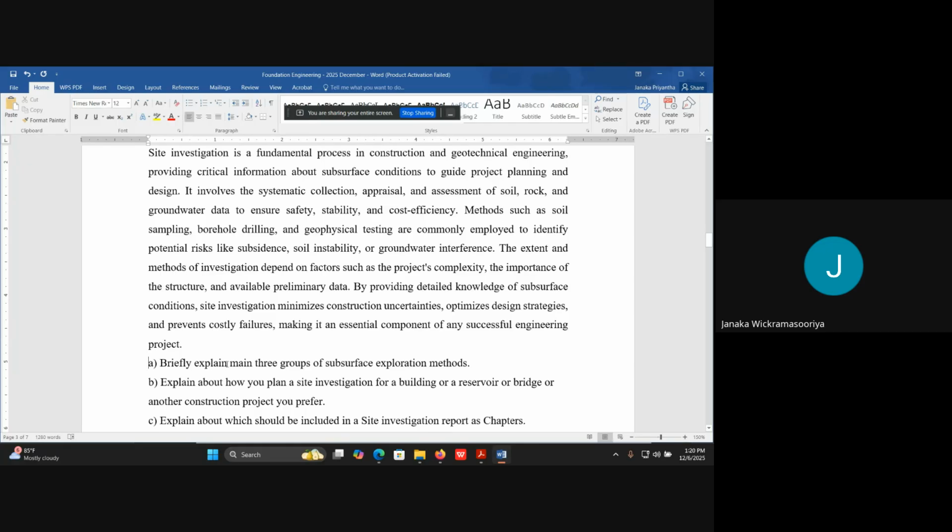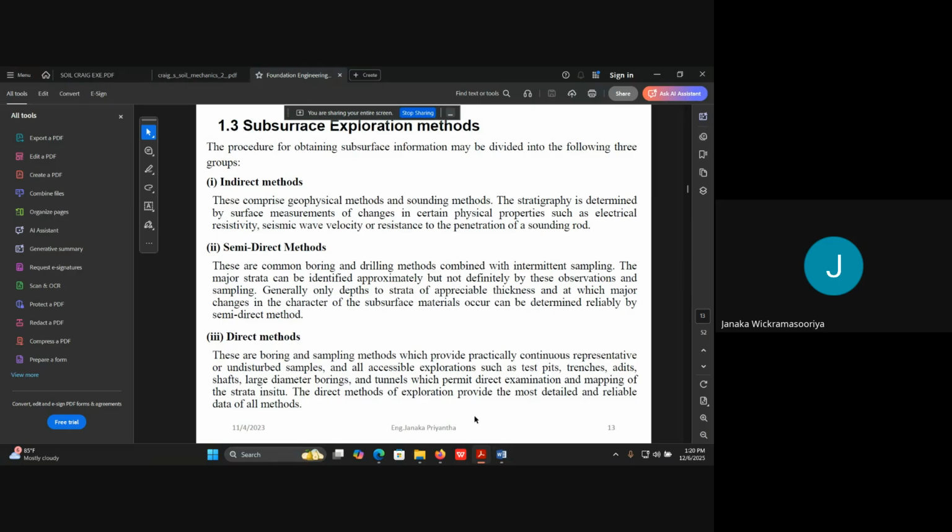If the question is just to state the main three groups, then you just have to write the names. But here it says briefly explain. Right? So you have to explain this: direct methods, indirect methods, and the semi-direct methods.